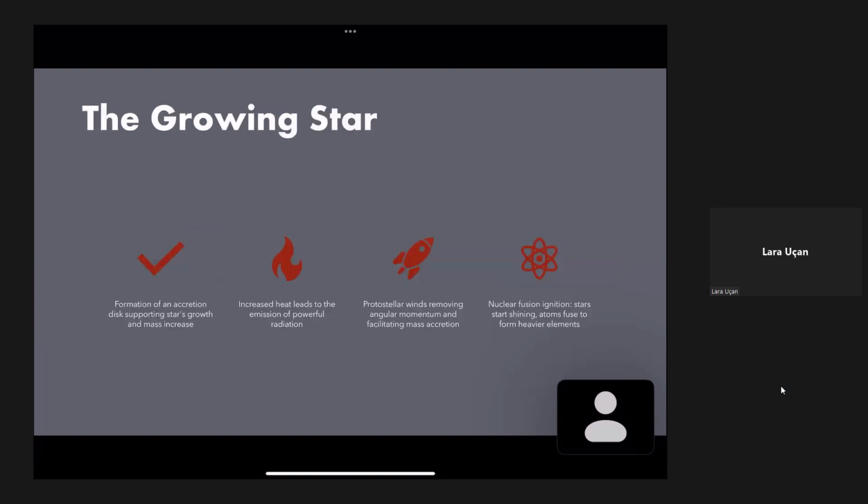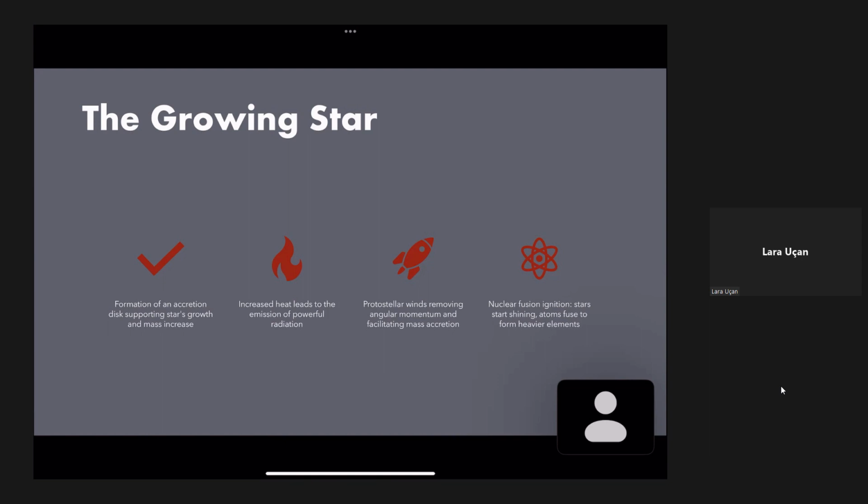The formation of an accretion disk supports the growing star, and this allows it to increase its mass. As the protostar gains mass, its heat rises, and this leads to the emission of powerful radiation. And protostellar winds, caused by the interaction of this radiation with its surrounding gas and dust, help remove angular momentum and facilitate further mass accretion.